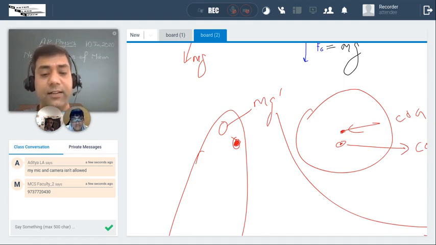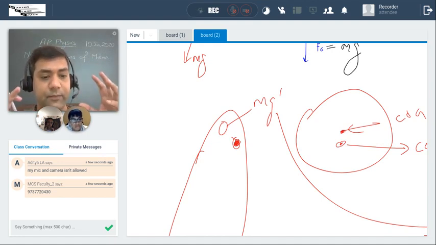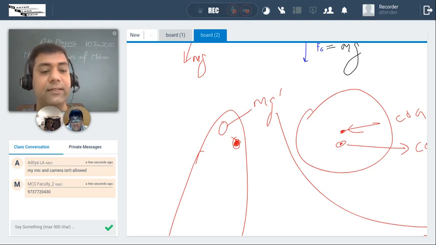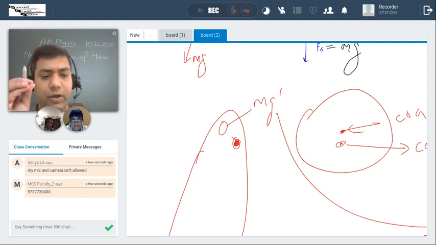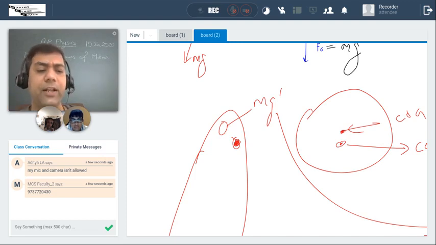Center of mass depends on the mass concentration, the density of the body. It depends on how the mass is distributed. Center of gravity depends on how the force is acting on the different molecules, or I can say on the different particles of the body. Got it, my dear friends?